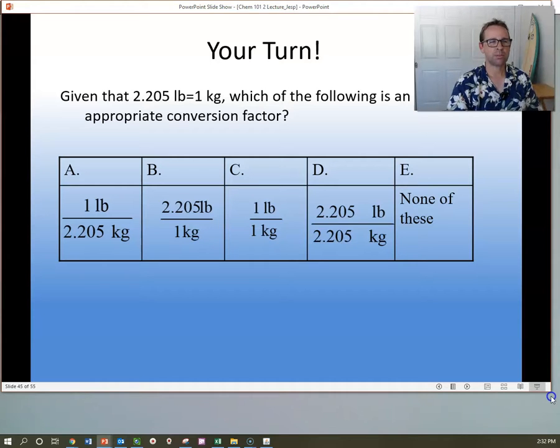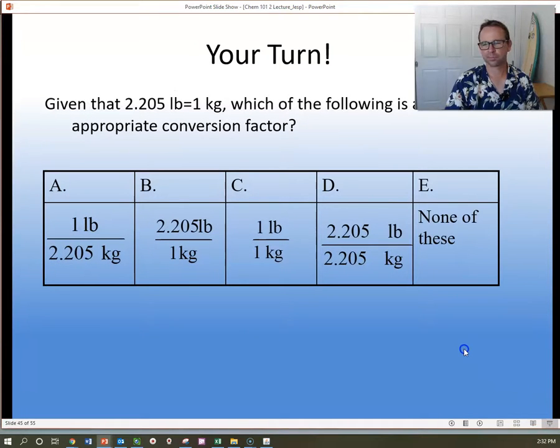So here's an example of a question. If we're given the information that 2.205 pounds for every kilogram, which of these down here is an appropriate conversion factor that states that information in the form of a conversion factor? Maybe let's look at C and D. What do you think? Do either of those look right? No. What's wrong with them?